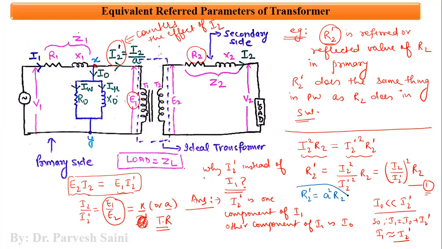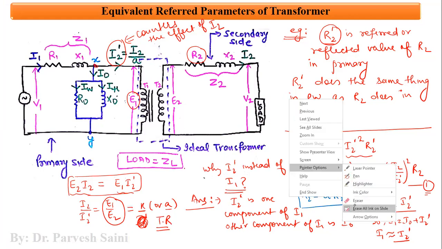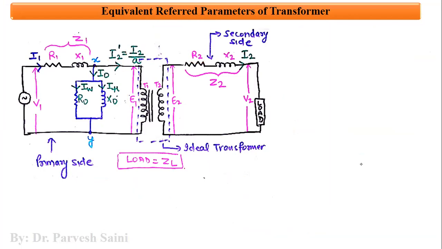So this is the one point. Let us say this is equation number 2, right? Similarly, we will write it once again here. R2 dash is A square R2. So this is our equation number 2. Now similarly, we have this X2 in the secondary winding.